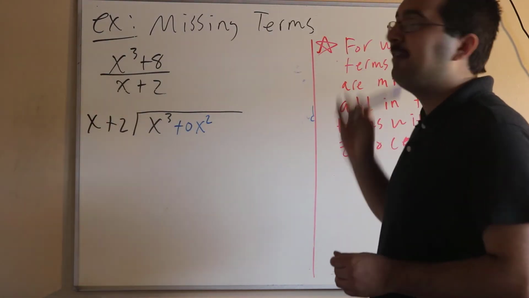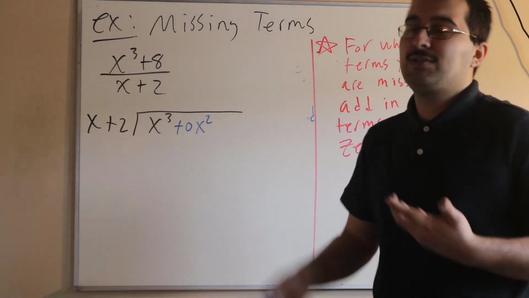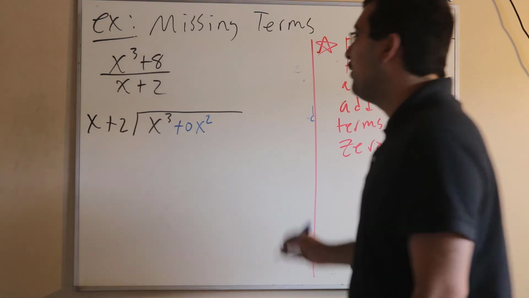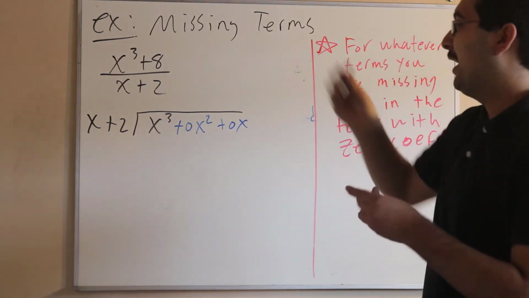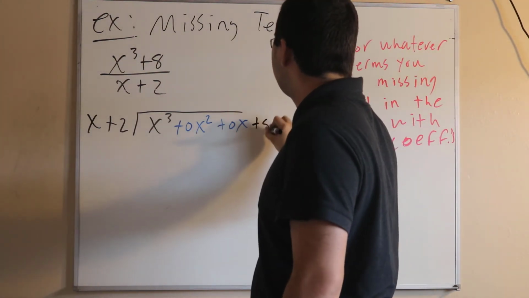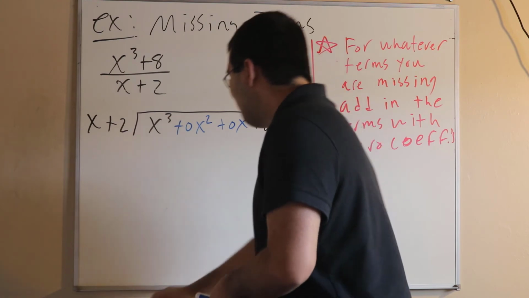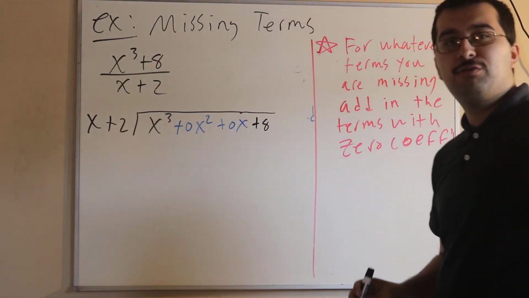Great. And then I have to move on to my next term. Now in descending order, that means my next term is x. Again, I'm missing an x, so I also want to be adding in a 0x. And then I tack on that constant at the very end, plus 8. And so this is what it means to add in those missing terms with 0 coefficient.